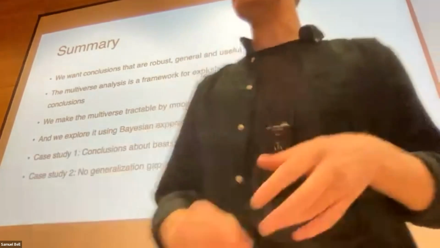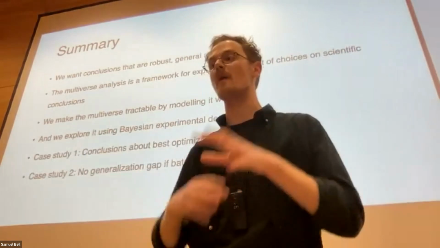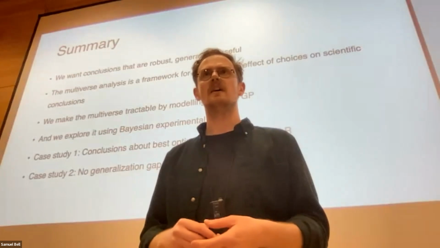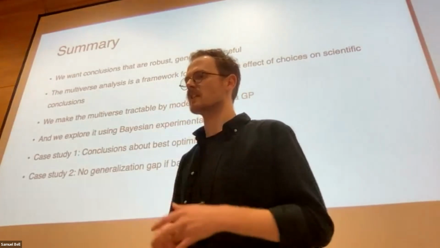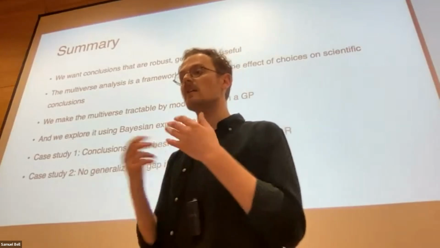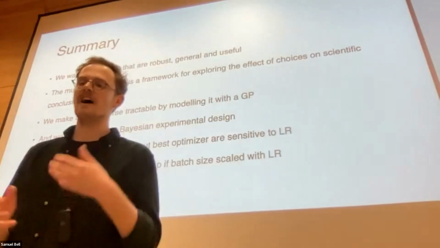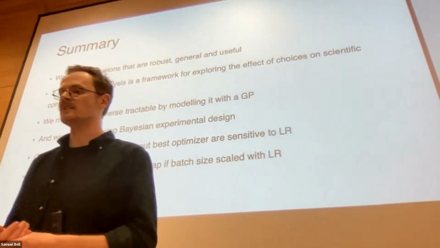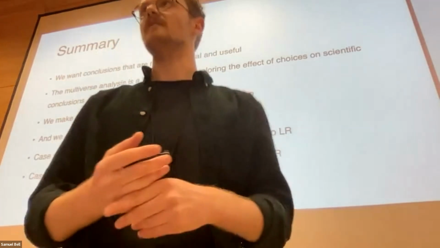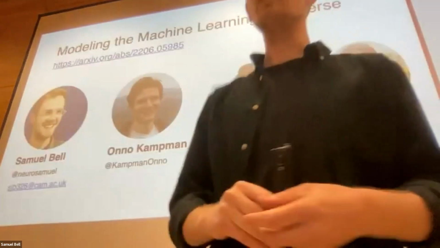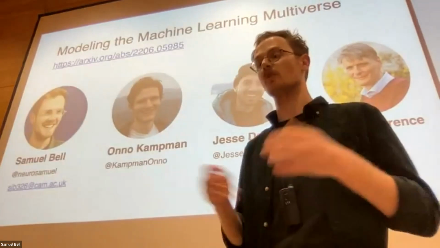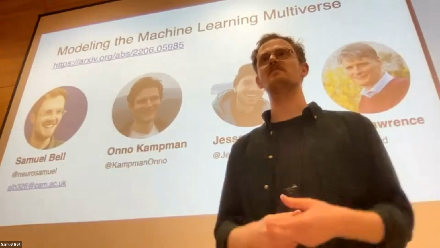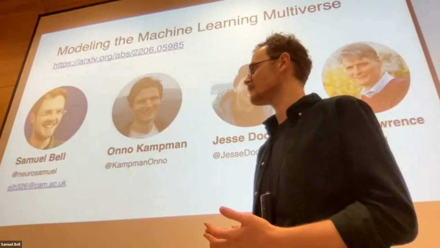Then we talked about two different case studies. We drew conclusions about the best optimizer, and we found that they're sensitive to learning rate, which is something interesting to think about to begin with. And then in our second case study, we found, in contrast to previous work, there isn't necessarily a generalization gap if batch size is scaled with learning rate. So with that, thanks to my co-authors, Onno, Jesse, and Neil. And thanks for listening, and I'm really happy to take questions.